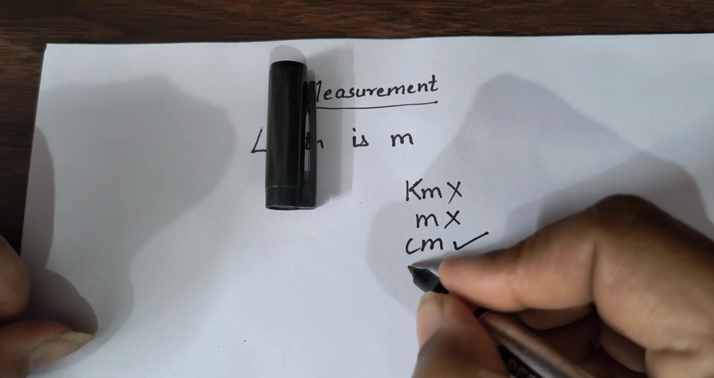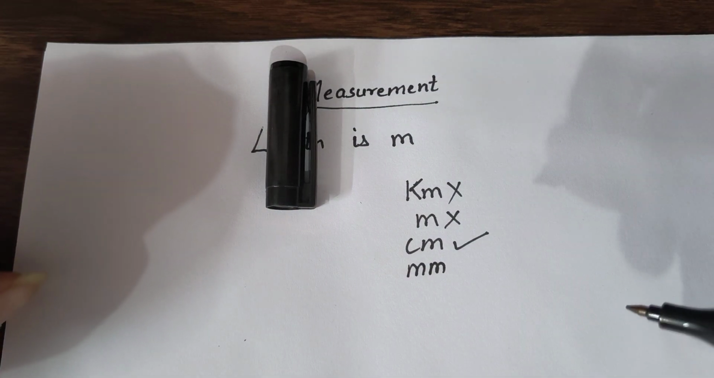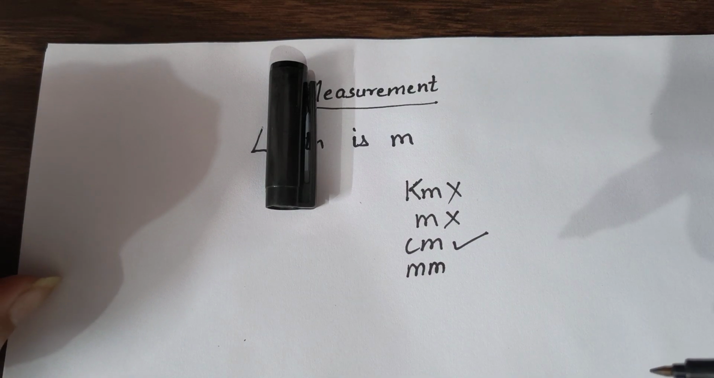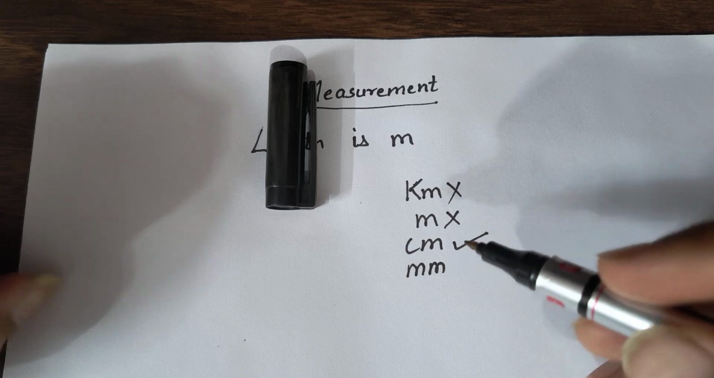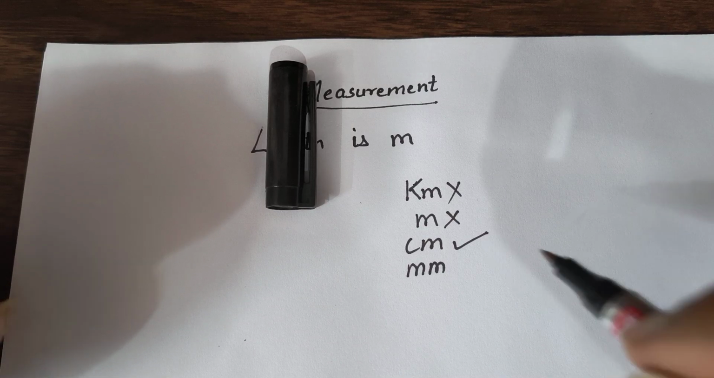And there is one more unit, that is millimeter. This is also found in your ruler, in your scale. You can see millimeter. Millimeter is smaller than centimeter. Okay, so if you have to measure a very small thing, then you will measure it in millimeter.